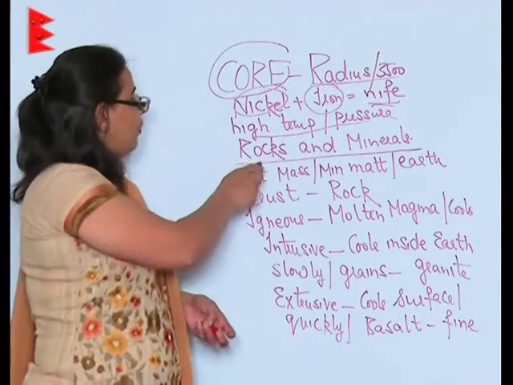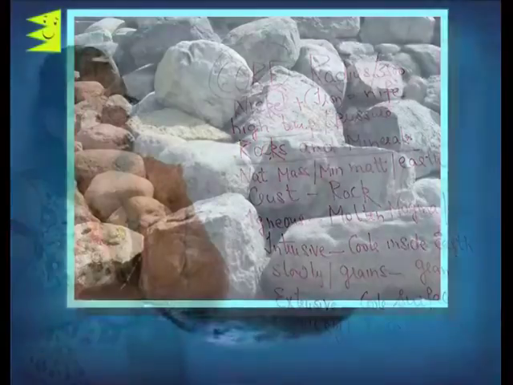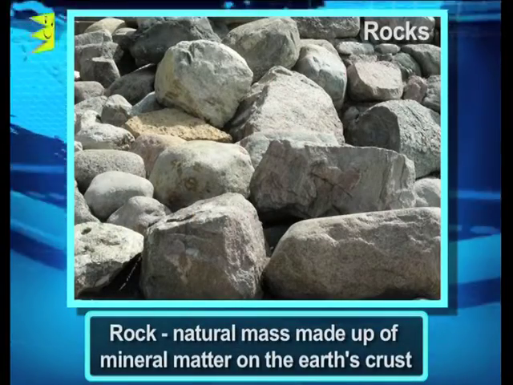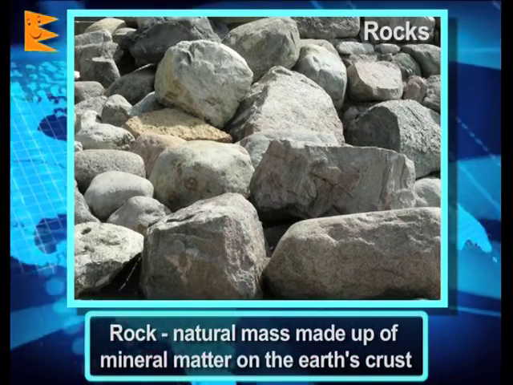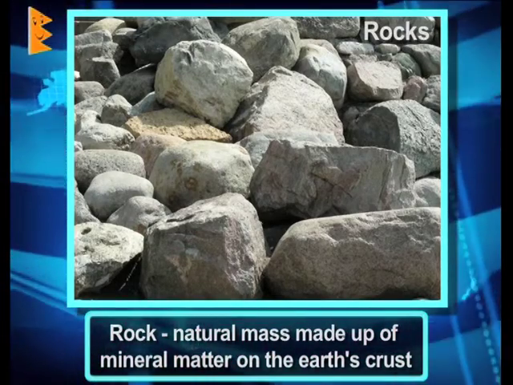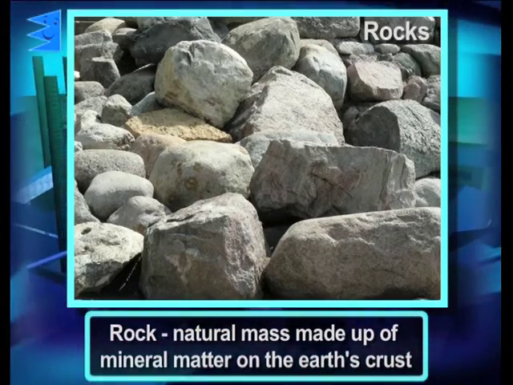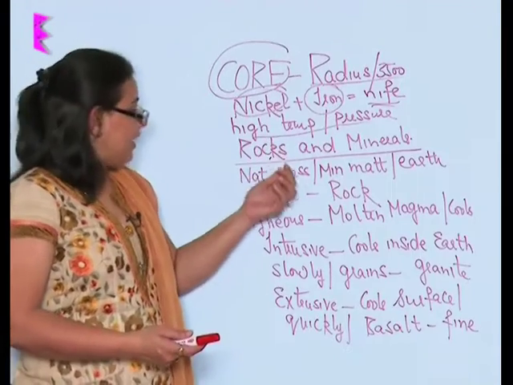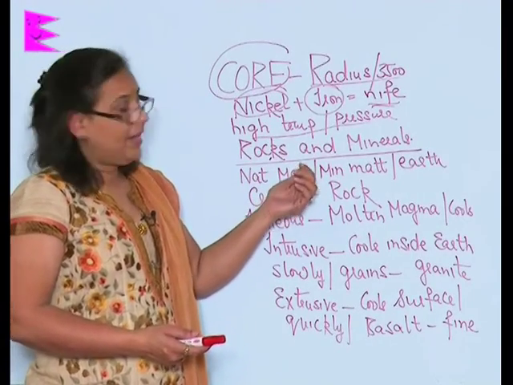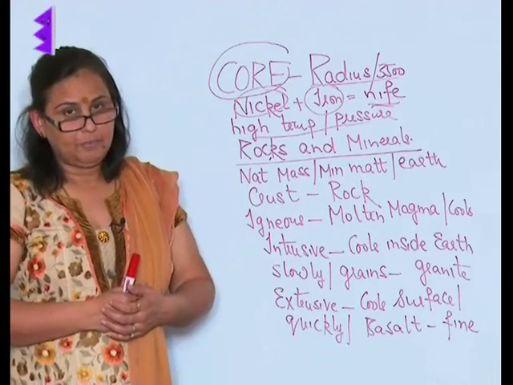Now let's talk about rocks and minerals. Now, what is a rock? Rock is in fact a natural mass made of mineral matter on the earth crust. So that is the definition of the word rock. So what is a rock? Rock is a natural mass made up of mineral matter on the earth crust.